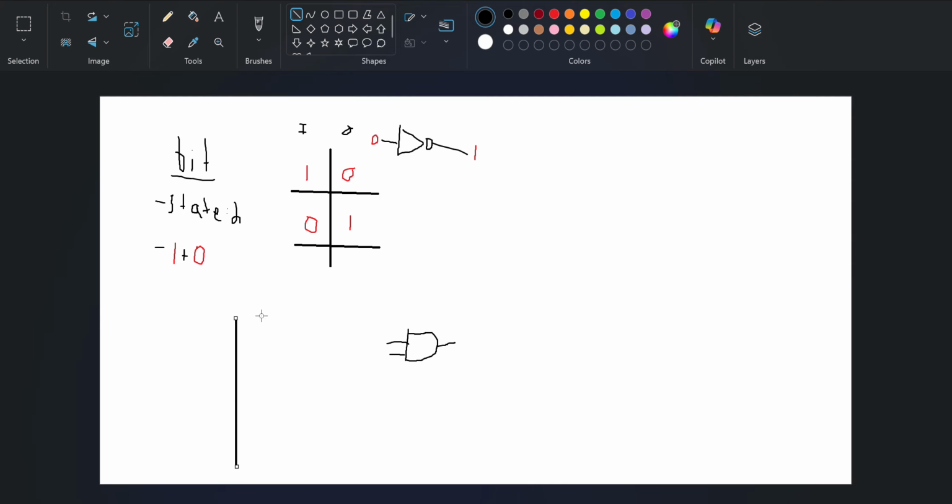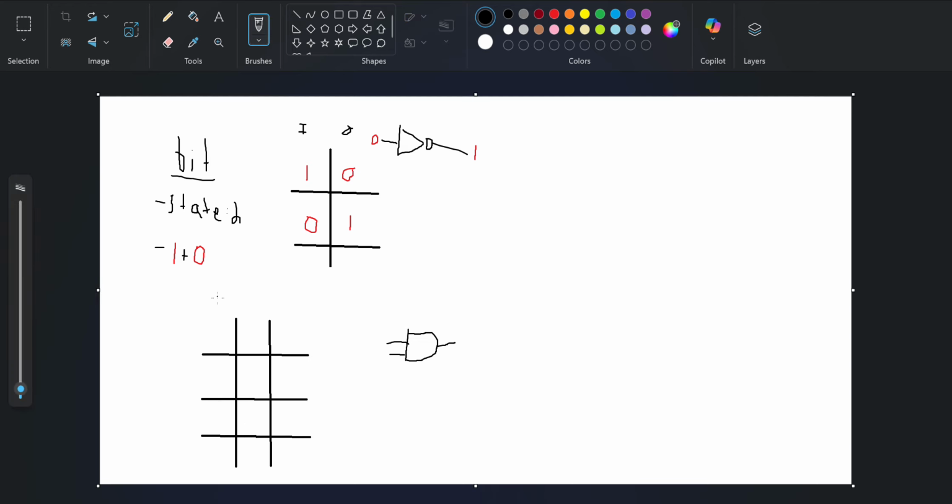So we're going to draw up something that almost kind of looks like a tic-tac-toe board. This is going to be our truth table for this. See if you can guess what an AND gate does. We're going to label this 1 for input 1, 2 for input 2.